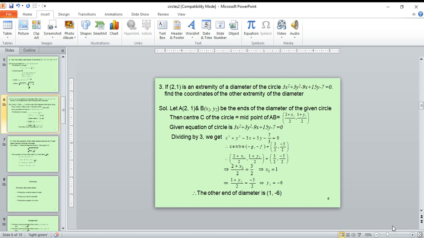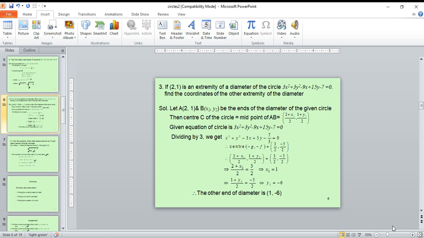The given circle equation is 3x² + 3y² - 9x + 15y - 7 = 0. This is not a proper circle equation, since x² and y² have coefficient 3, but in a circle equation they have coefficient 1. So divide the given equation by 3. Then 3x²/3 is x², 3y²/3 is y², 9x/3 is 3x so minus 3x, and 15y/3 is 5y.